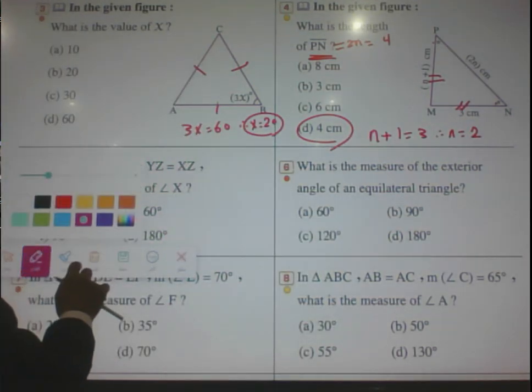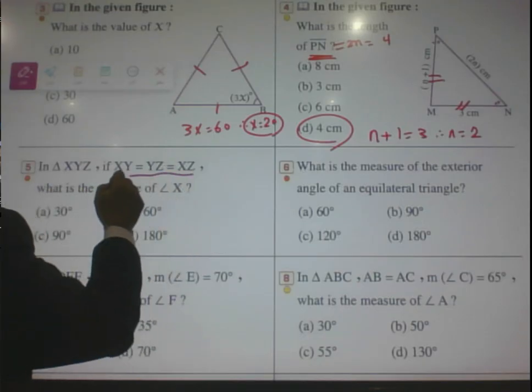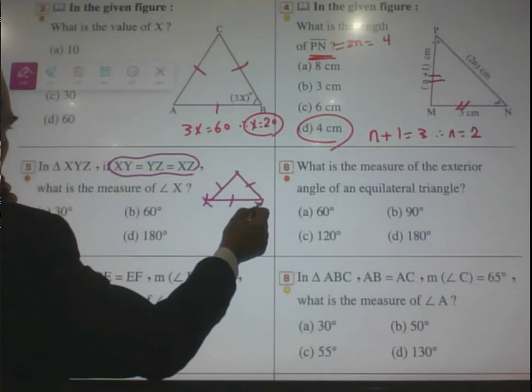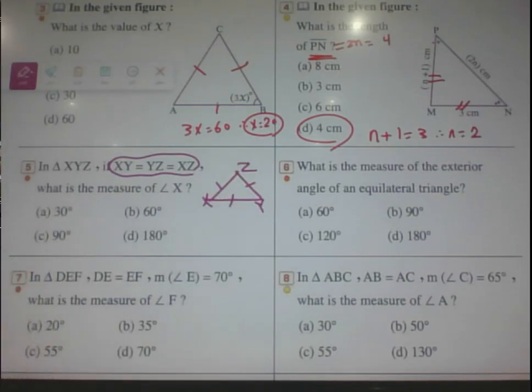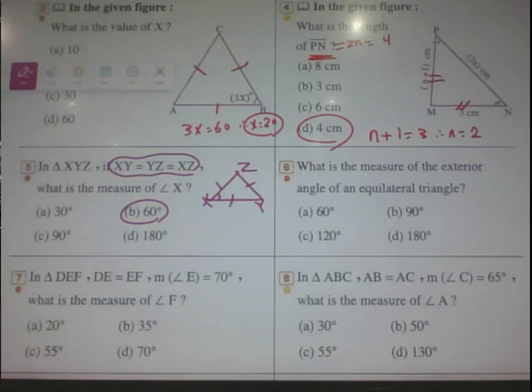Next question here. In triangle XYZ, we have an equilateral triangle. All sides are equal in length, x, y, and z. What is the measure of angle x? x here will be 60 degrees. 180 divided by 3 equals 60 degrees.